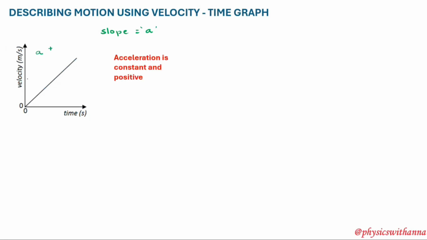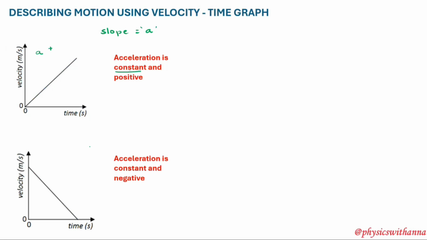So anytime you have a line going up, that means acceleration is constant. Constant means the value of acceleration will remain the same. It is not changing, and this value will be positive. So velocity is increasing and hence acceleration will be positive. Then if you have a velocity versus time graph which is going down like this, velocity value is decreasing. In this situation, acceleration is still constant, but this time its value is negative.